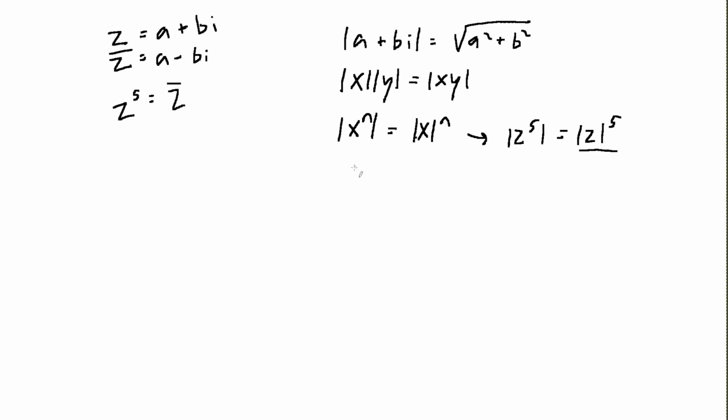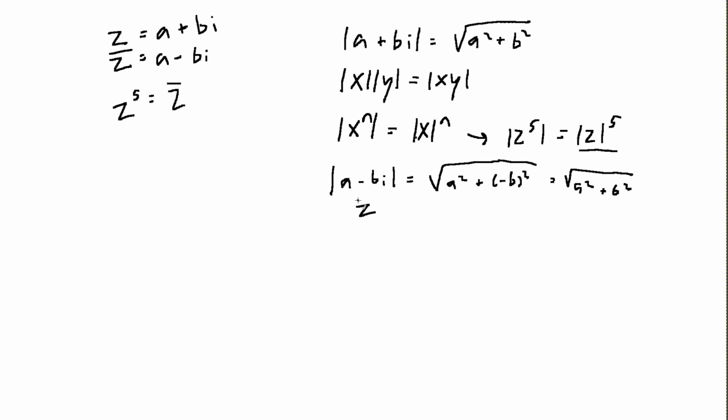Next, notice that the magnitude of a minus bi is the square root of a squared plus -b squared. But since we're squaring it, the negative can go away, which is equal to the square root of a squared plus b squared. And notice this is the same as the magnitude of a plus bi. This right here is the conjugate, which is what we're talking about in this problem. So we can then conclude that the magnitude of z equals the magnitude of what I'm going to call z bar, because it's got a bar over it.